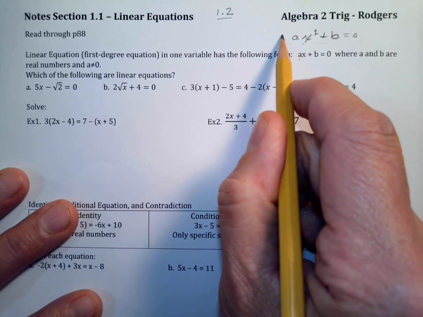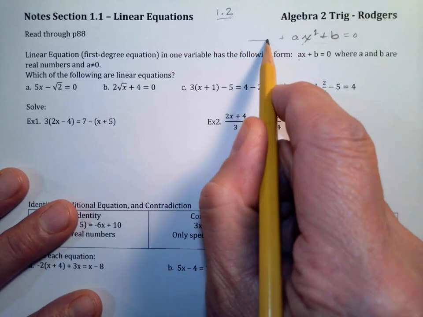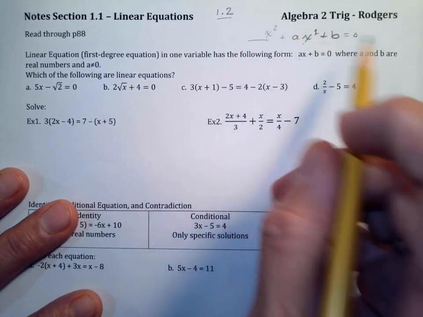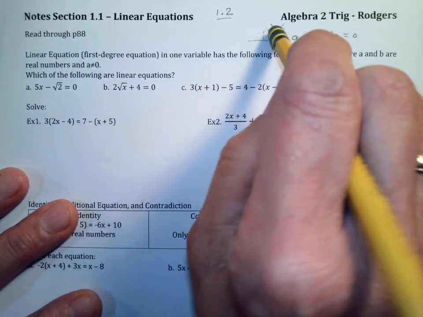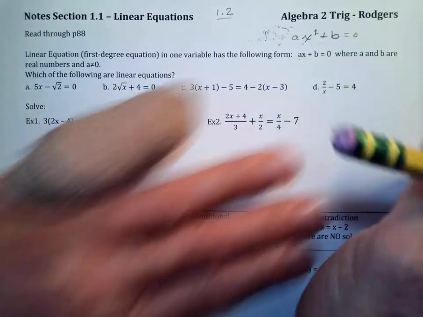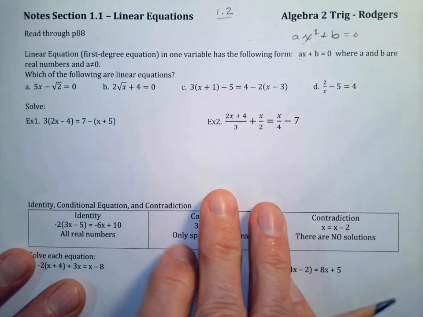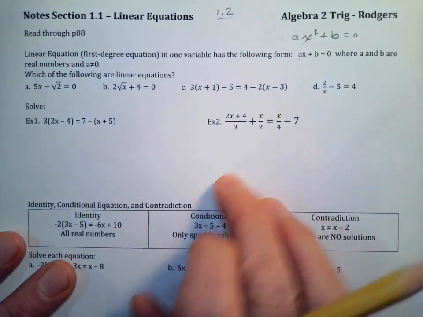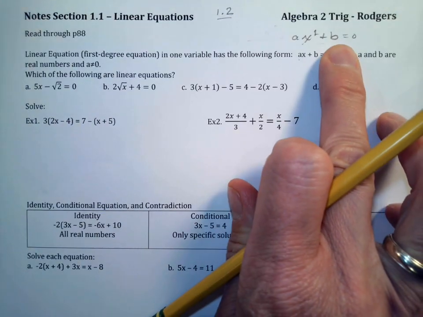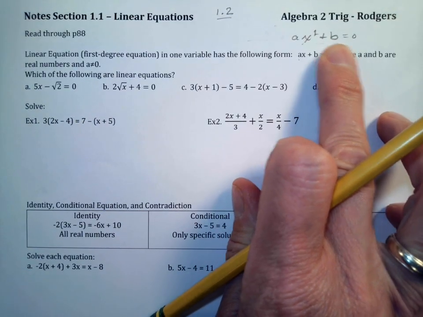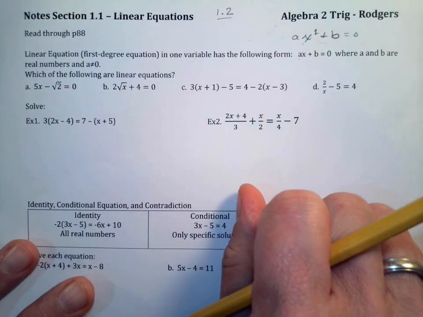In future sections, we'll also have another term where we'll have x squared, and that will be a quadratic equation. Because we don't have a squared term here, we refer to this as a linear equation. And of course, a and b can't both be 0. Well, b could be 0, and it would still be a linear equation. But a certainly could not be 0.